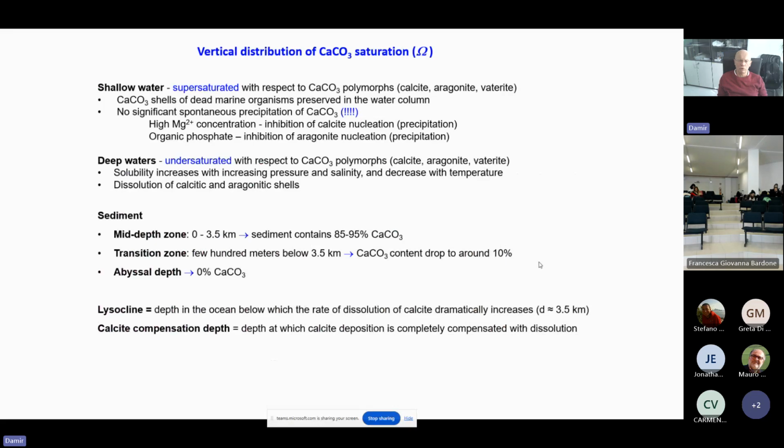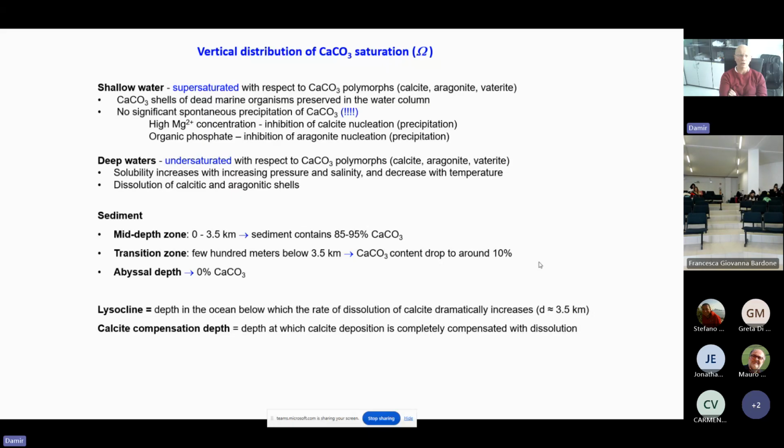On the map before, I showed the distribution of supersaturation of calcite in seawater. Actually, there exists a vertical distribution of calcium carbonate in the water column. In shallow water, seawater is supersaturated with respect to all polymorphs of calcium carbonate. Therefore, the shells of marine organisms are preserved in shallow water.